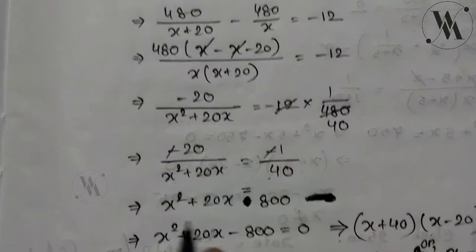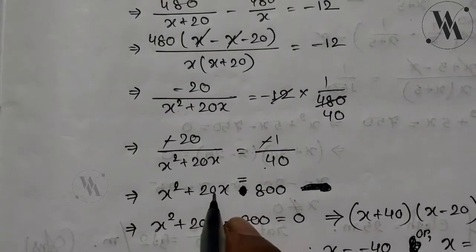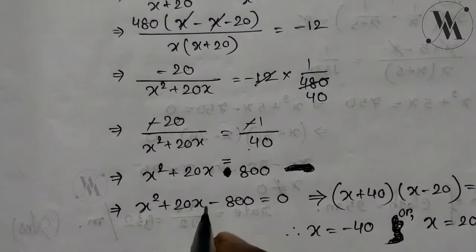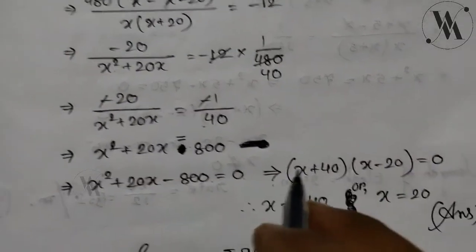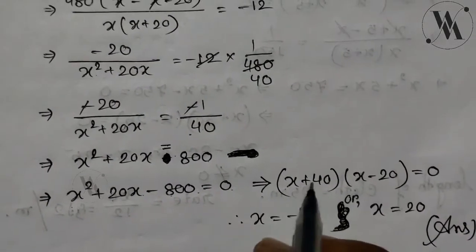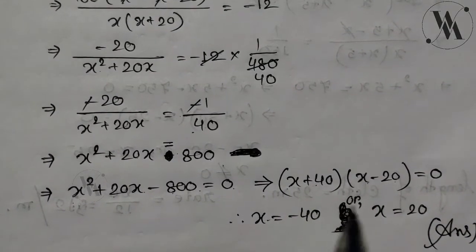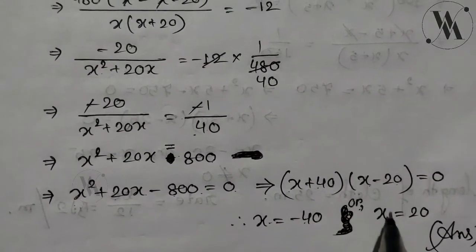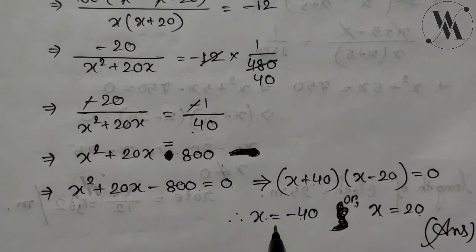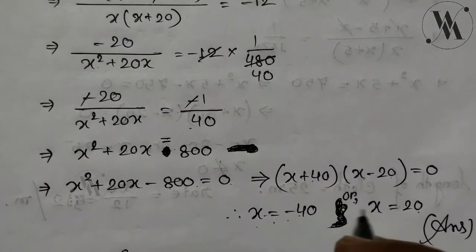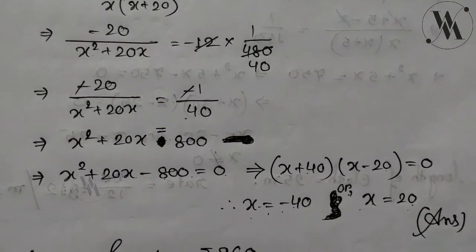Now cross multiply: x² + 20x = 800. So x² + 20x - 800 = 0. And finally we get (x + 40)(x - 20) = 0. So here x = -40 or x = 20. As x is the number of children, it can never be a negative number. So finally x = 20 is the final answer.